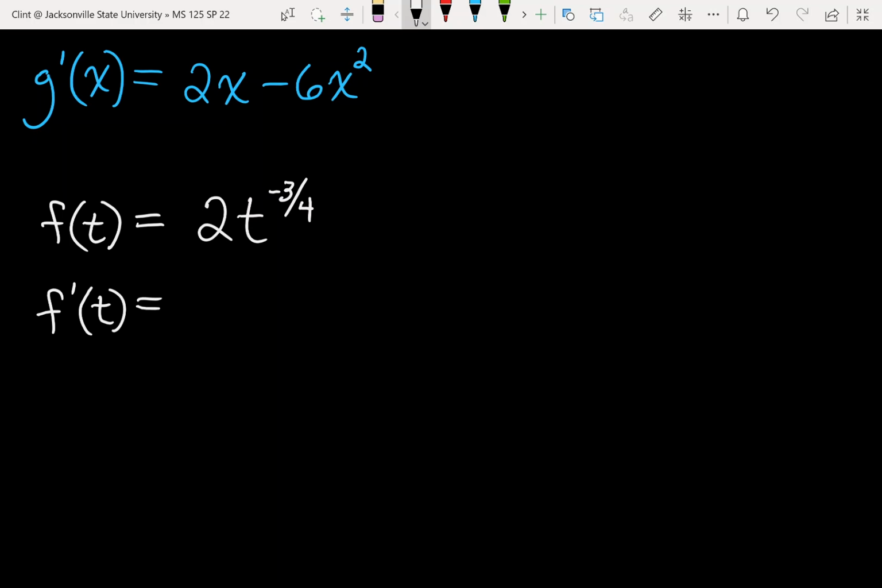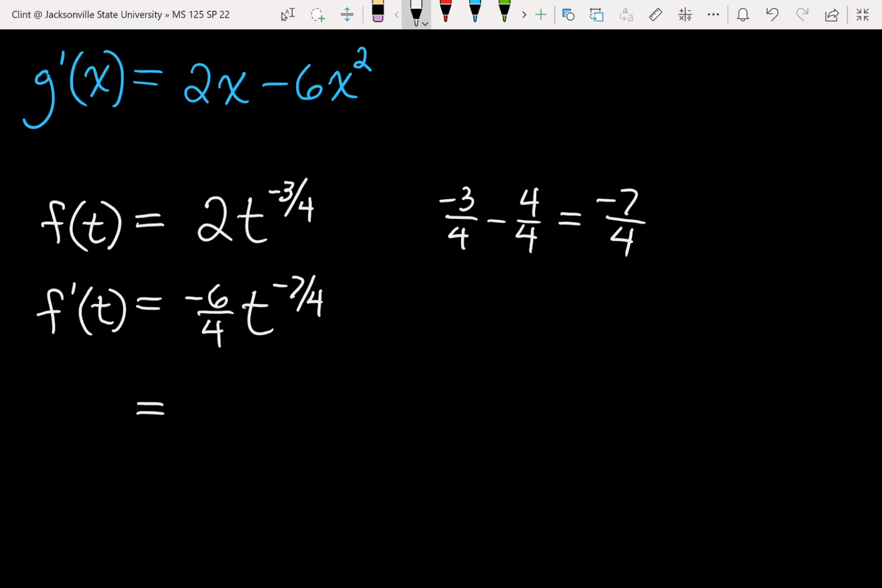So yeah, that's right. As a fraction, you just multiply the 2 times the numerator. So you get negative 6/4 t. And then subtract 1 from the exponent. So 1 here is going to look like 4/4. So we'll get negative 7/4. And then we could simplify our coefficient.